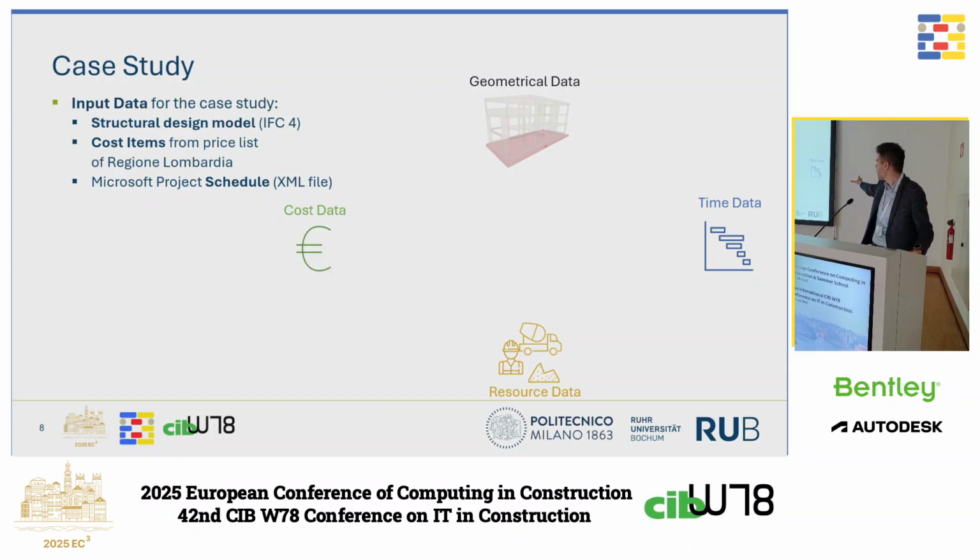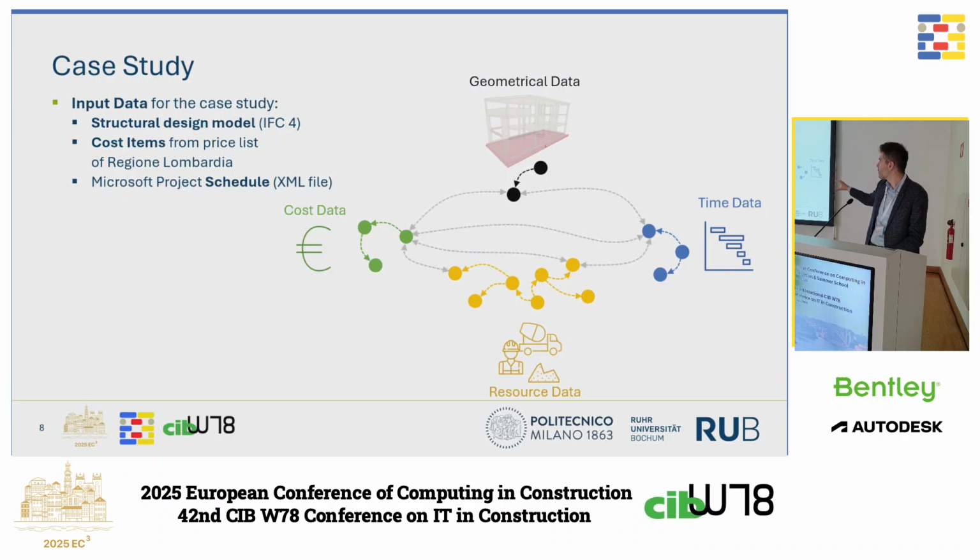We have our schedule data, so our Microsoft Project. About the resource data, basically these data are integrated both in the cost data and in the time data. When you develop the cost information, you have attached to the cost also the resources that characterize the cost, and the same is true for the time. When you define the time, you have the different resources associated to, for example, your Gantt chart in Microsoft Project. So all these elements come isolated from each other, and inside the platform we created the semantic relation between the different elements. We connect the geometrical data with the cost and with the time, and these are then automatically connected to the different resources that we have.